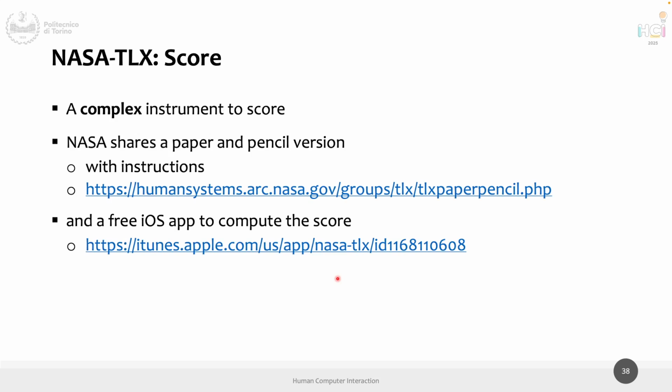How to compute the score? It's complex. It's a complex instrument to score. It's not as simple as for the SUS score, and you can either download instructions to compute the score from the NASA website, or there is a free iOS application to compute the score given the input of the results.